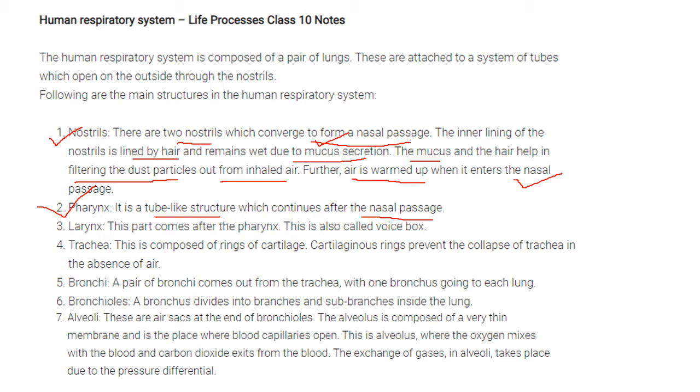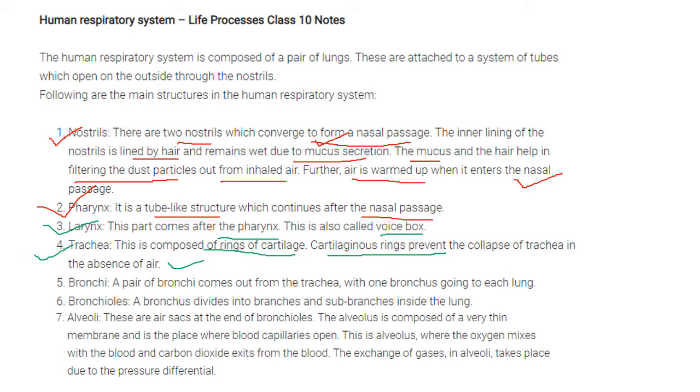Then the next one is the larynx. This part is after the pharynx, and this is also called the voice box. That means sound production occurs in this larynx. Then the trachea. Trachea is composed of rings of cartilage. The cartilage is a soft bone. Cartilaginous rings prevent the collapse of the trachea in the absence of air. In the absence of air, the trachea should not collapse.